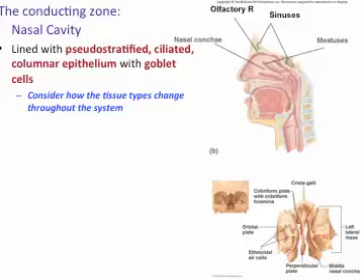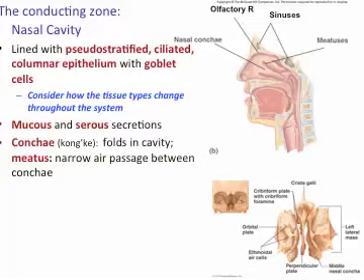But you would want mucus in the upper portion so that you can trap particles and, like I said, expectorate them. In other words, to spit them out or to swallow them. So you have both mucus and serous secretions with this pseudostratified ciliated columnar epithelium. Remember, mucus secretion is just a thick secretion, and a serous secretion is more of a watery secretion with serous fluid. Also within the nasal cavity are these conchae and meatus folds.